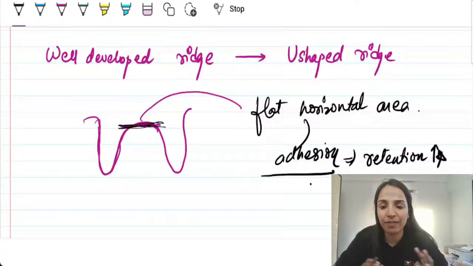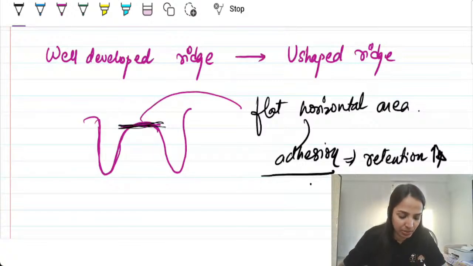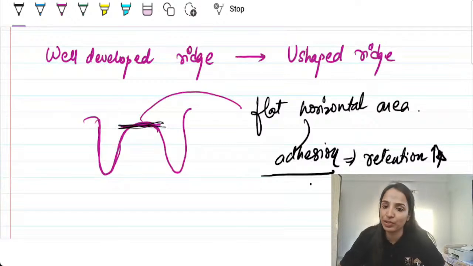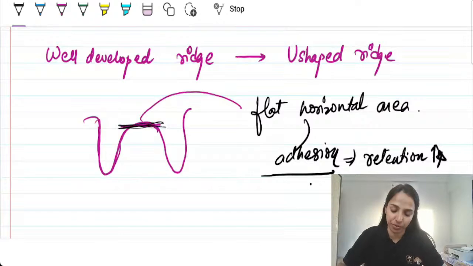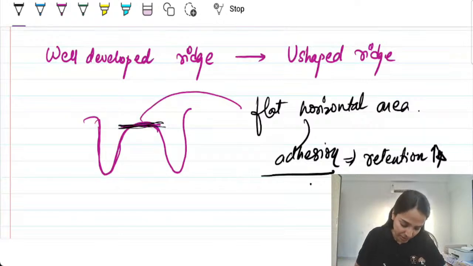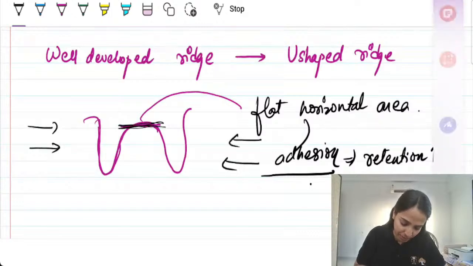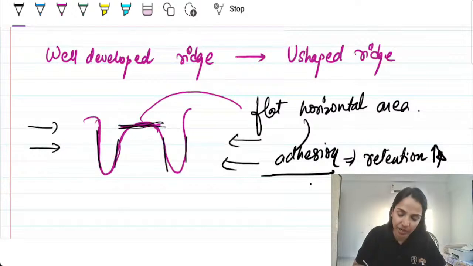Again, you have a good horizontal area, it provides you excellent support as well. Well-developed ridges are present, so it gives a good amount of lateral support, which means whenever there are destabilizing forces from the cheeks or from the tongue, because you have vertical walls over here, they would provide you excellent stability as well to the movement of the denture.